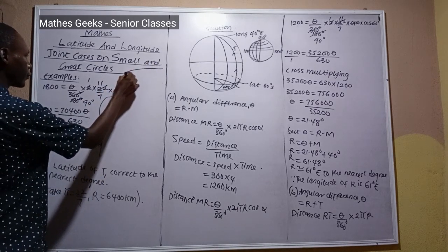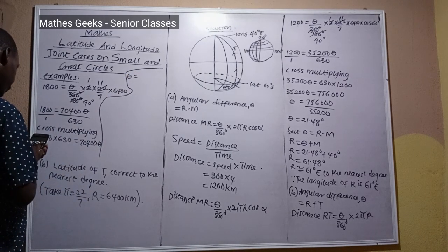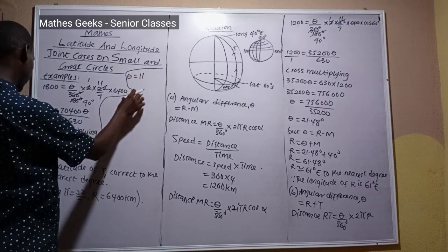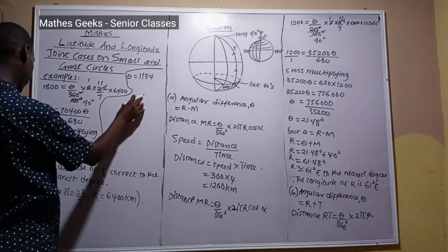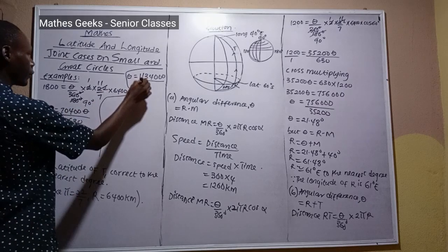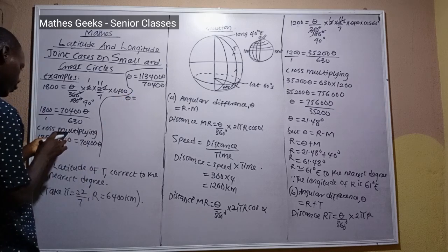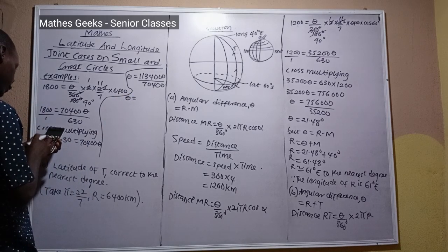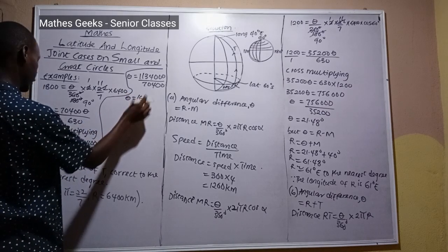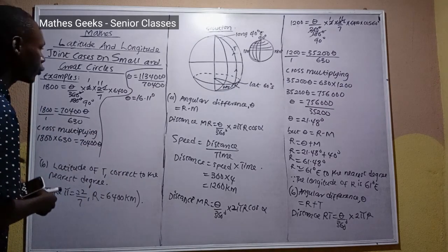So theta is equal to 1800 times 630, which is 1,134,000, divided by 70400. So theta is equal to 16.11 degrees. So the angular difference is 16.11 degrees.